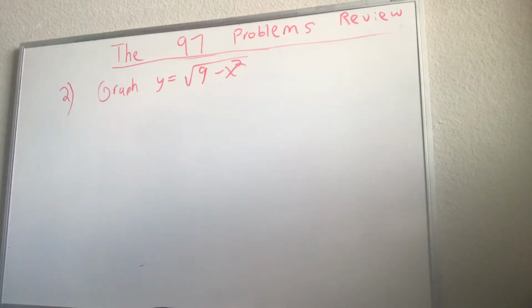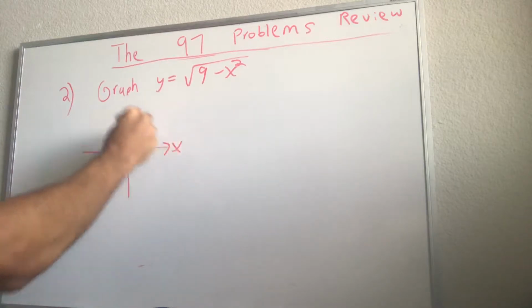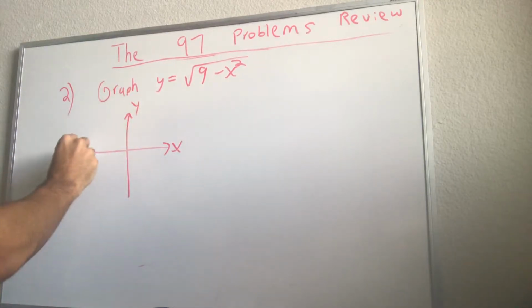So this is problem number 2. It states that graph y is equal to the square root of 9 minus x squared. And again, this is a problem that obviously involves graphing functions. So again, we have our x-axis over here, we have our y-axis over here, right?